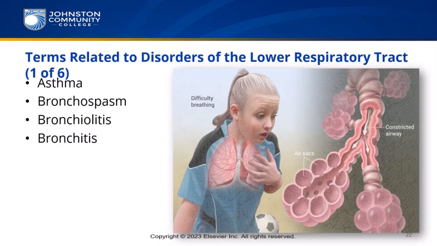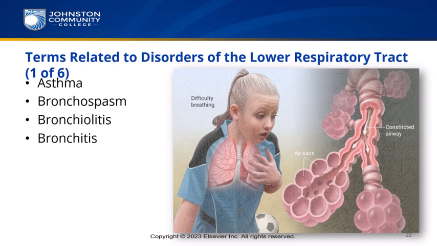Now that we've covered the upper respiratory tract, let's look at some terms related to disorders of the lower respiratory tract. So first we have asthma, which is a respiratory disorder that is characterized by recurring episodes of paroxysmal, which means sudden or episodic, dyspnea. Remember, that's the difficulty breathing. Patients exhibit coughing, wheezing, and shortness of breath. If the attack is continuous, it is referred to as a status asthmaticus, which may be fatal.